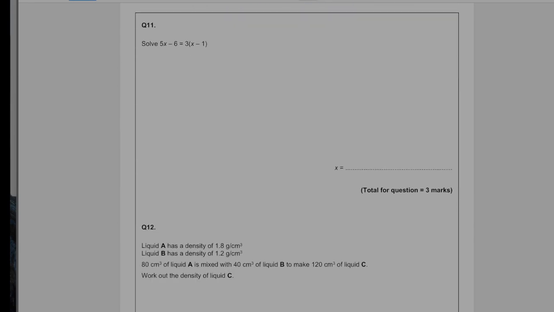Right, question 11, solve. So occasionally I'll try and divide by 3 first of all. However, as both these terms aren't divisible by 3, I'm going to expand the bracket. So that's going to be 5x minus 6 is equal to 3x minus 3. I've got more x coefficients on the left, so I'm going to minus 3x from both sides. That will give me 2x minus 6 is equal to minus 3. Add 6 to both sides, that will give me 2x is equal to 3. So x is going to be equal to 3 over 2, or 1.5.